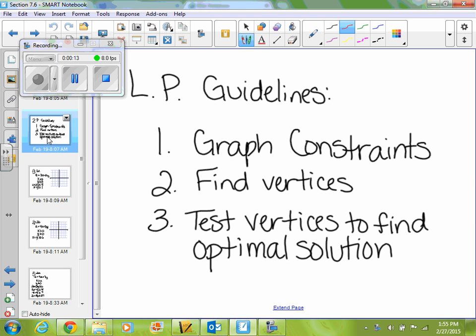Okay, so there's 3 guidelines for linear programming that you need to know. The first one is you have to graph your constraints. Your constraints are your equations, your inequalities. Then you have to find your vertices, and then you have to test your vertices to find an optimal solution.